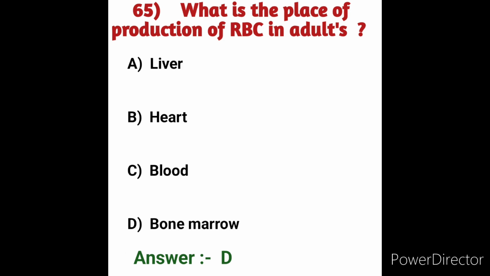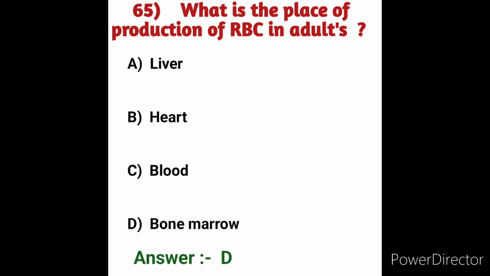Next, question number 65. What is the place of production of RBC in adults? Option A, liver. Option B, heart. Option C, blood. Option D, bone marrow. What is RBC? RBC stands for red blood cells. In healthy adults, a man has on average 5 million to 5.5 million RBC in blood. The production of RBC is done in the bone marrow. Option D is the correct answer.